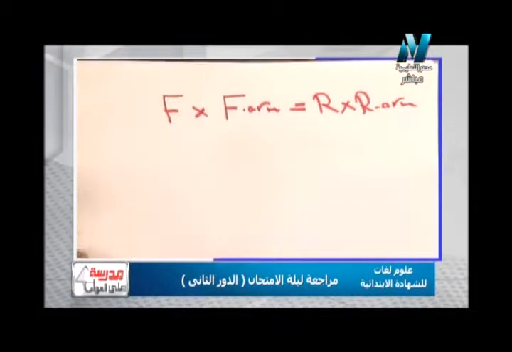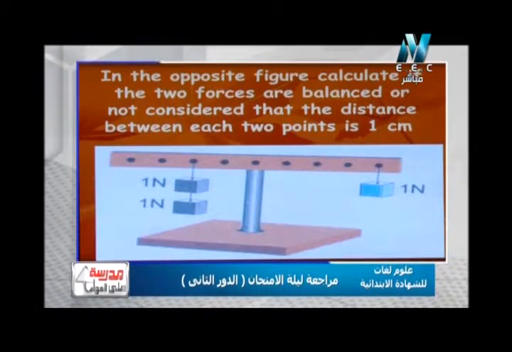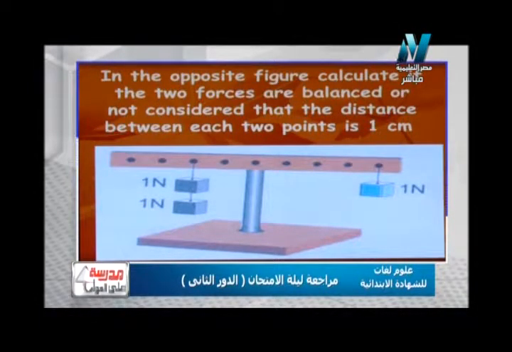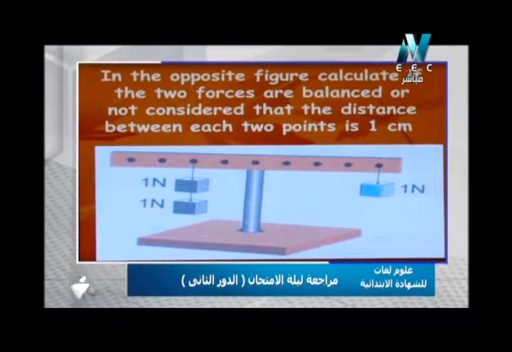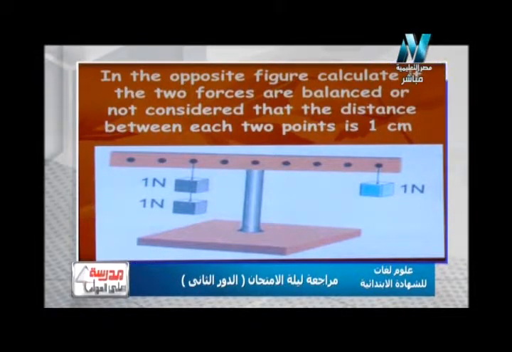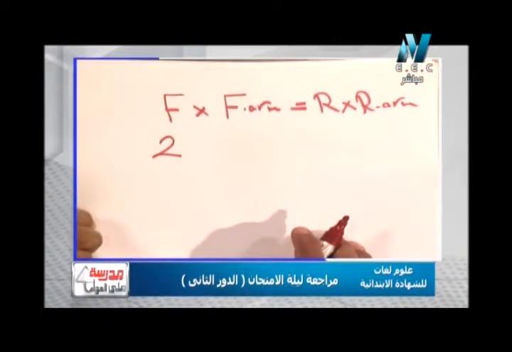So let us go back to the problem. In the opposite figure, calculate if the two forces are balanced or not, considering that the distance between each 2 points is 1 centimeter. Here I will consider the force on the right, which is 2 Newton, as the effort force. So I can write 2 Newton on the right under the F force.